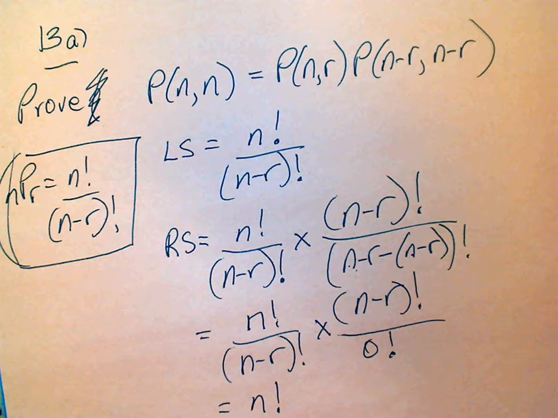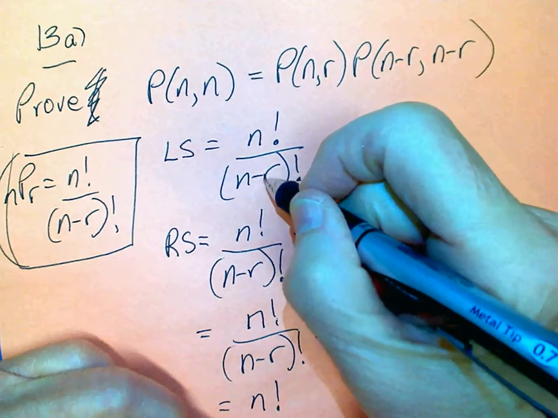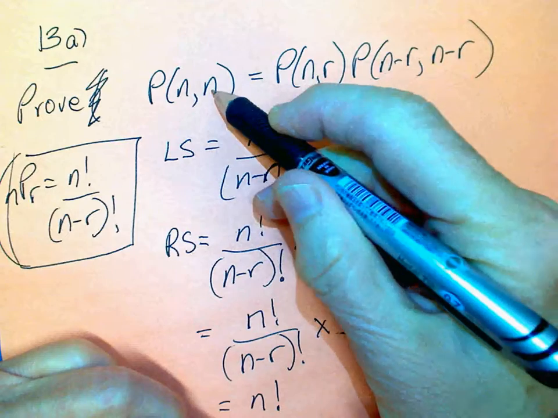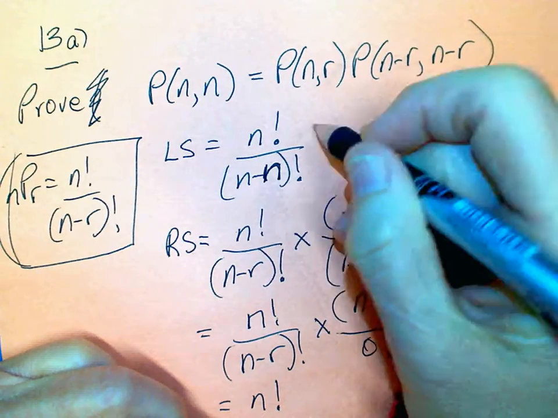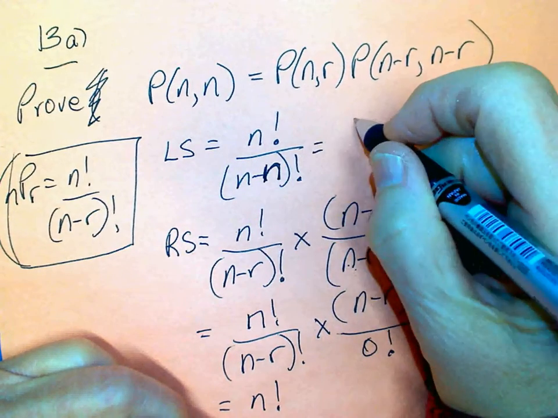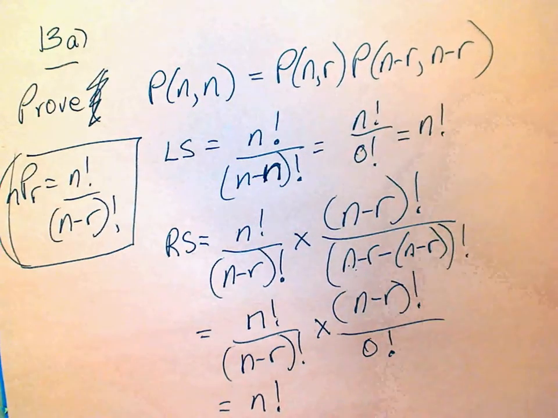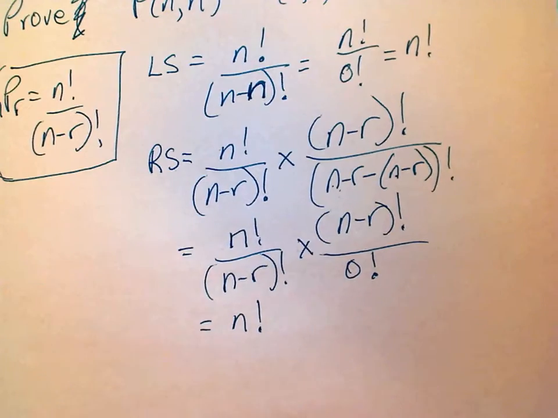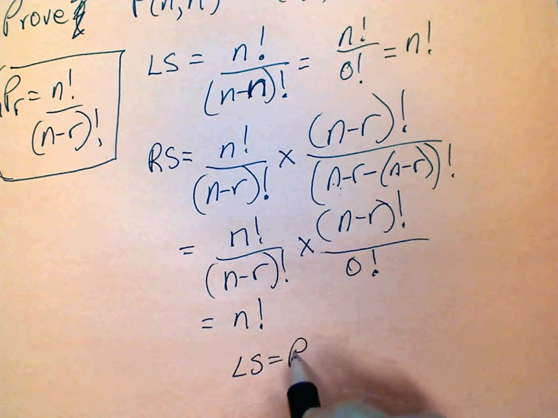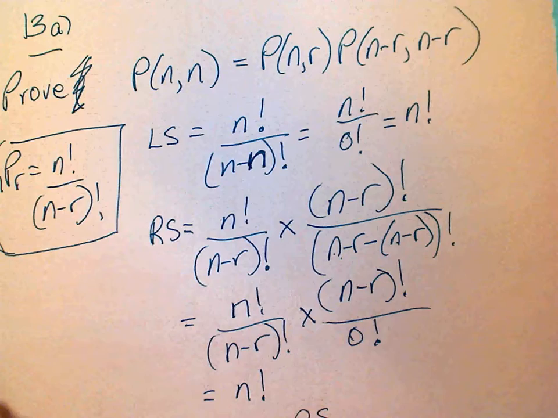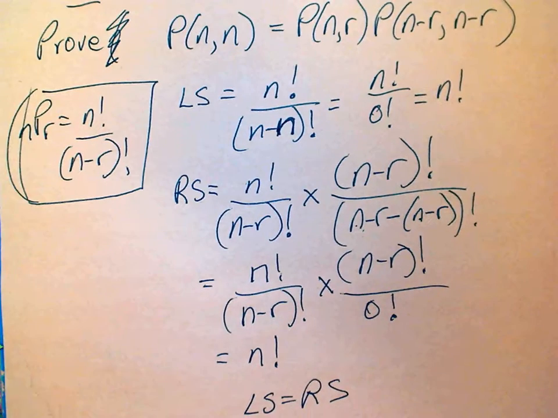Let's just check. It should be true. They're not tricking. Oh, I know what I did wrong. This is n minus n factorial, not r. So now we have n factorial over 0 factorial equals n factorial. So now we have left side equals right side. Usually when you get a proving question on a test, it does work. So if it doesn't work, then check your work.